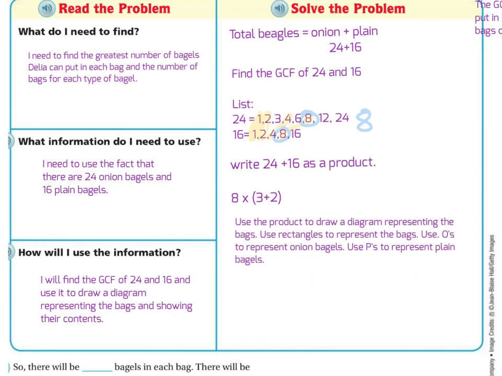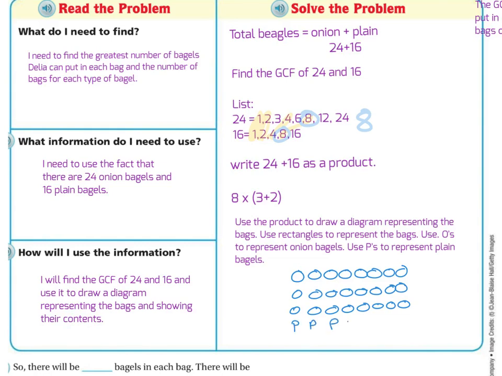So if I were to do that, here's my onions, 1, 2, 3, 4, 5, 6, 7, 8, three times over. So there's my 24. And then I have my 16 plain, 1, 2, 3, up to 16.